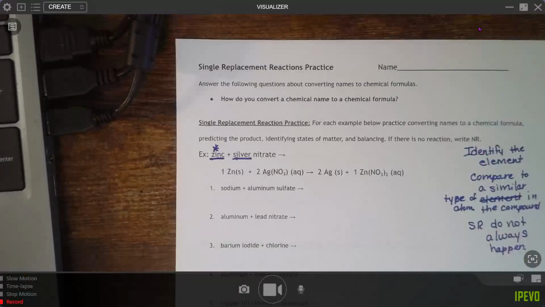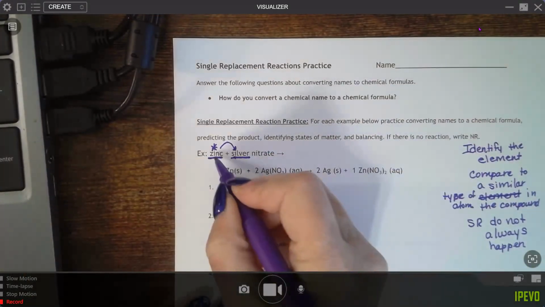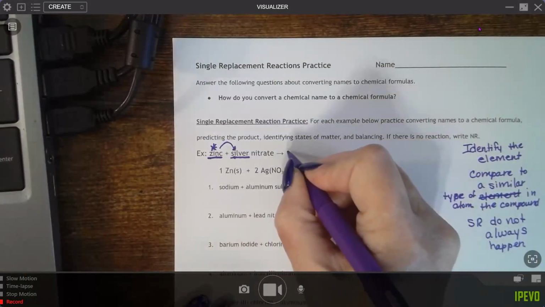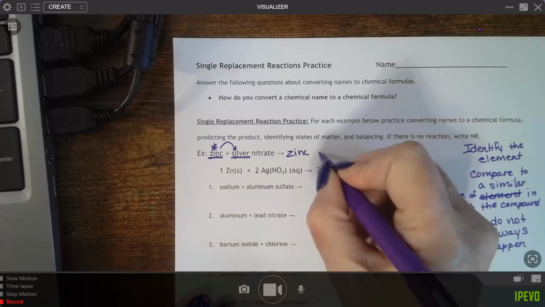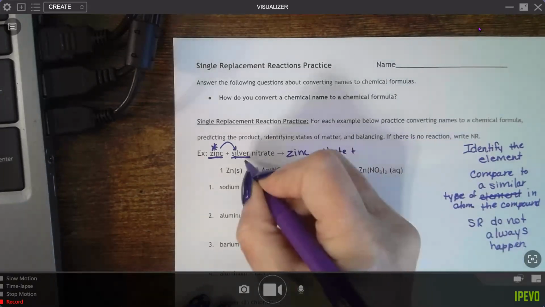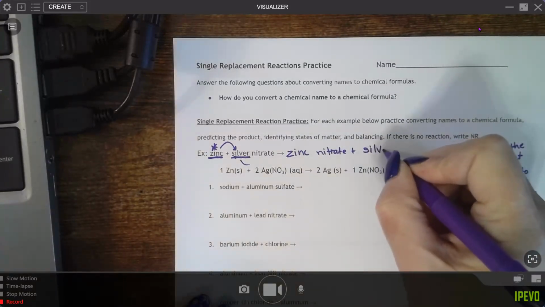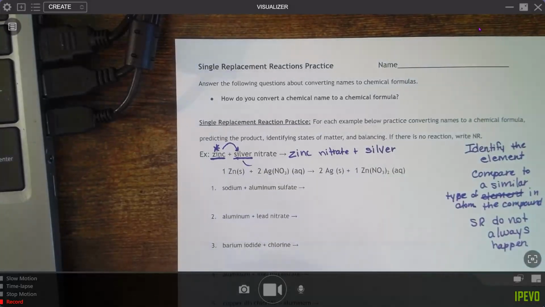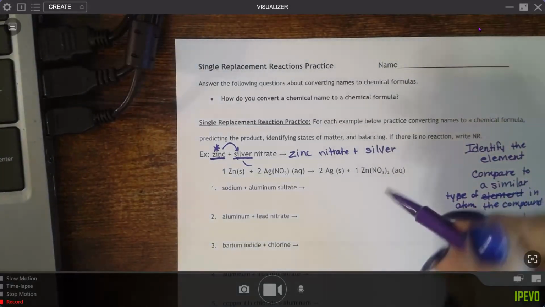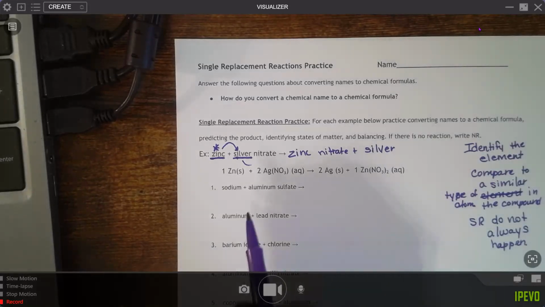Okay, and what I mean by that is zinc is going to come in here and I'm going to have zinc nitrate. And then silver is going to get kicked out and be by itself. Okay, so it's nice to write the words first, and then you go in and you can change it to the elements and compound symbols, the equation.